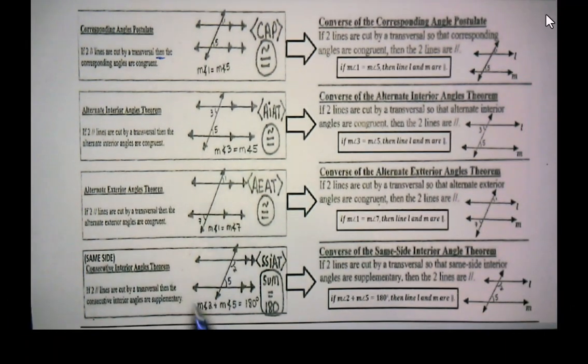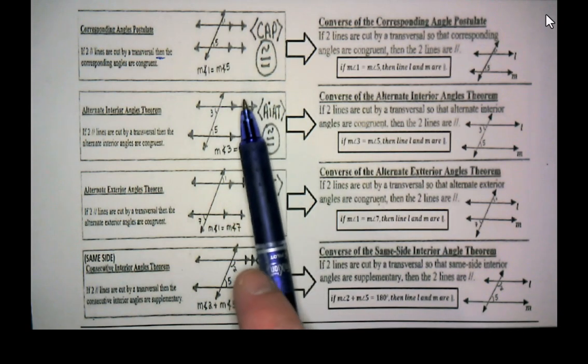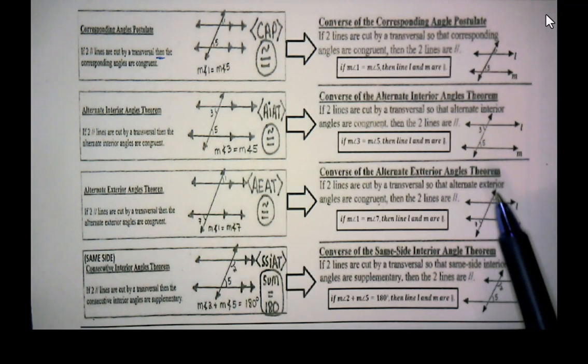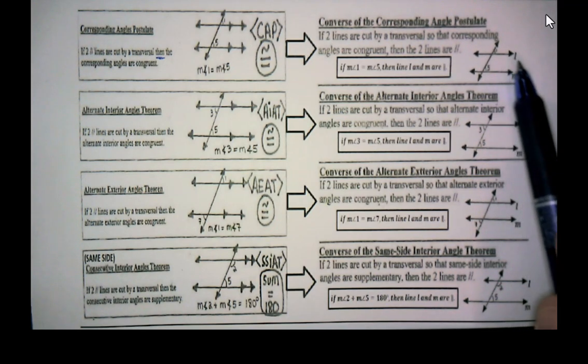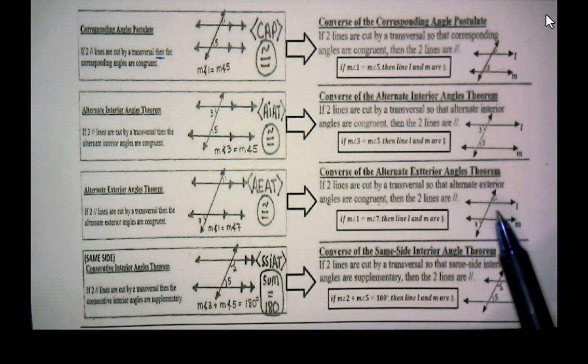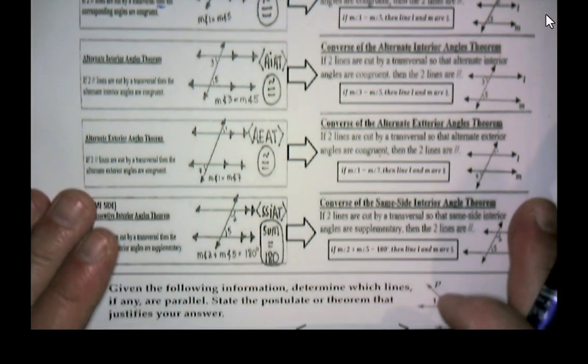So the basic difference is that before, we knew the lines were parallel, and therefore we could make conclusions according to the theorems and postulate. Now with the converse, we are given that the angles might be equal. So we have a transversal and here we have these two angles that are equal. Therefore, I can conclude these two lines to be parallel. Here, these two angles are equal, parallel. These two are equal, parallel. And this one's with the same side interior angles: if they add up to 180, then I know the lines are parallel. So let's see some examples here.